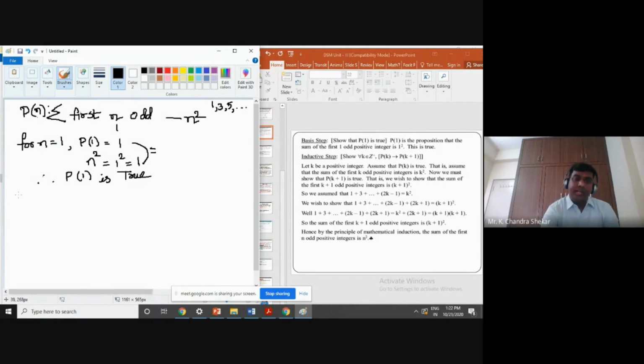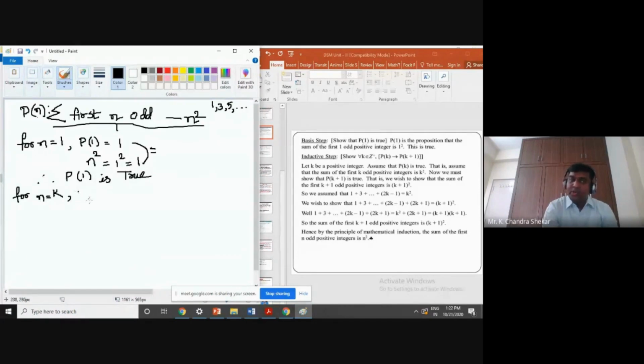Now when you go for the inductive step, as per mathematical induction, for n value equal to k, we assume that the given statement is true. Now what is the given statement? The summation of the first n odd numbers must be equal to n square. Now instead of n, I have taken value k. So what must it be? The summation of first k odd positive integers.